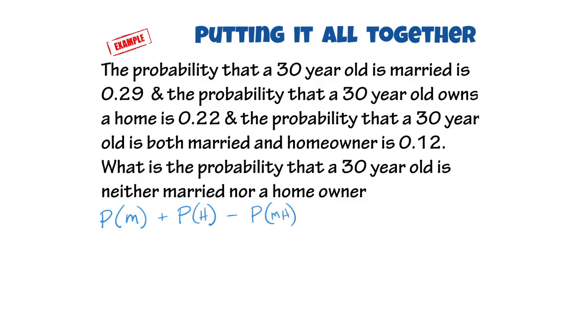Okay, so the probability of married is 0.29. Probability of homeowner is 0.22, but I have to subtract the probability that they're both, 0.12, because those people got counted twice, so we have to subtract those out. So what's that end up getting us? I think that's 0.39.